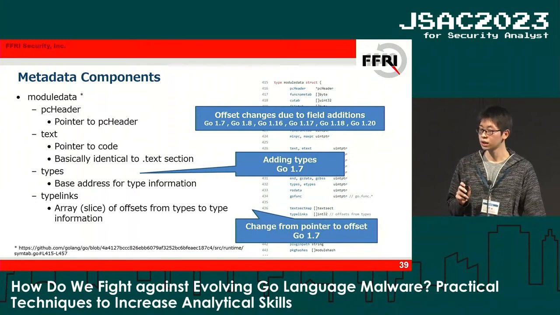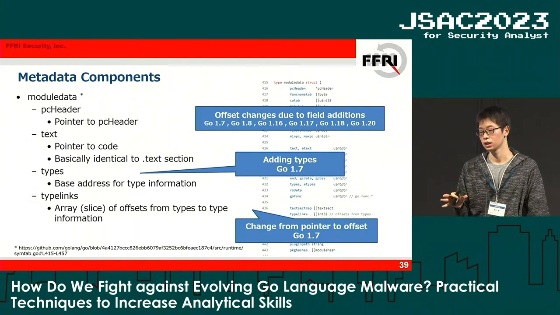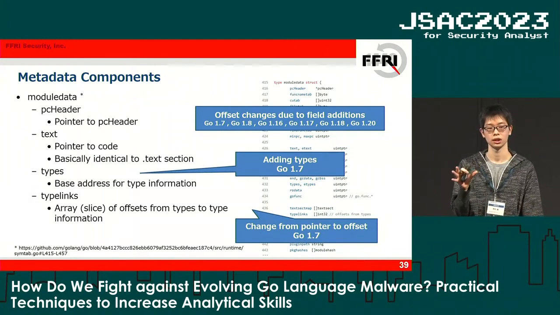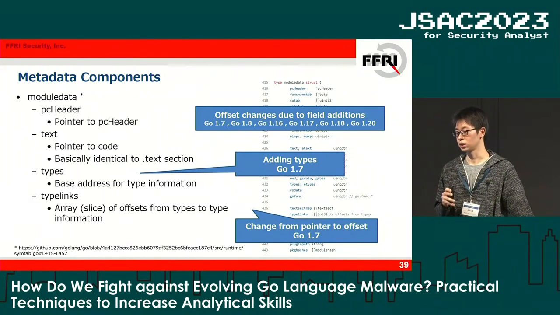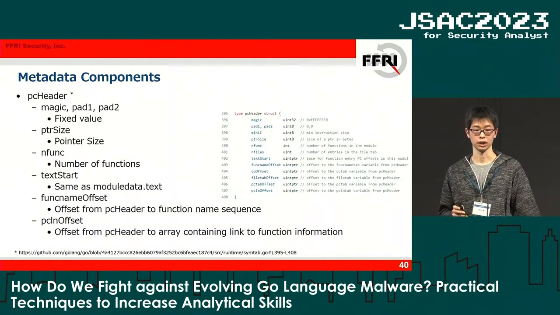And the major change: the information to make reference to data was not an offset but a pointer, but the types field was added. So the type link became an offset. That was a change that took place in the past.